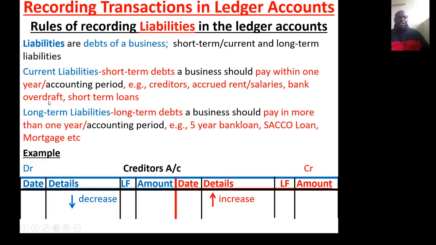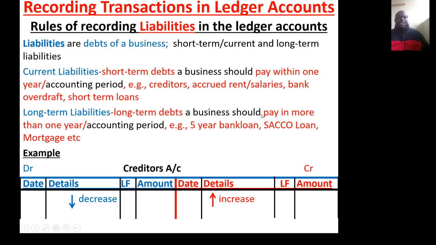Bank overdraft, that is a loan advanced by a bank to a business person so that they can solve their financial problems or needs in the short term. And when you pay bank overdraft, you pay with some interest. Then you have other short-term loans, loans from individuals and other organizations. Those are debts. Then you have long-term liabilities or debts.